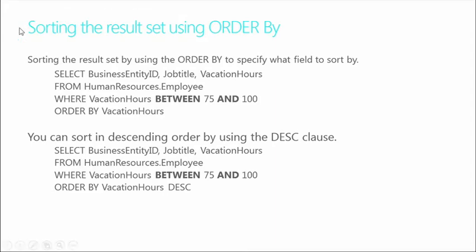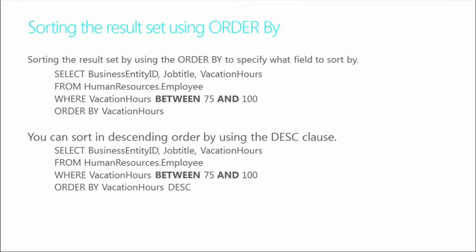We're going to take the same content with the same command we had in a previous slide: select business ID, job title, and vacation hours from employees, where vacation hours between 75 and 100, and order the content that's displayed to me by vacation hours. So the default is ascending. So anybody who has 75 hours is going to show up first on the list, 76, 77, all the way down to 100. So I'm going to actually specify how I want that content returned to me.